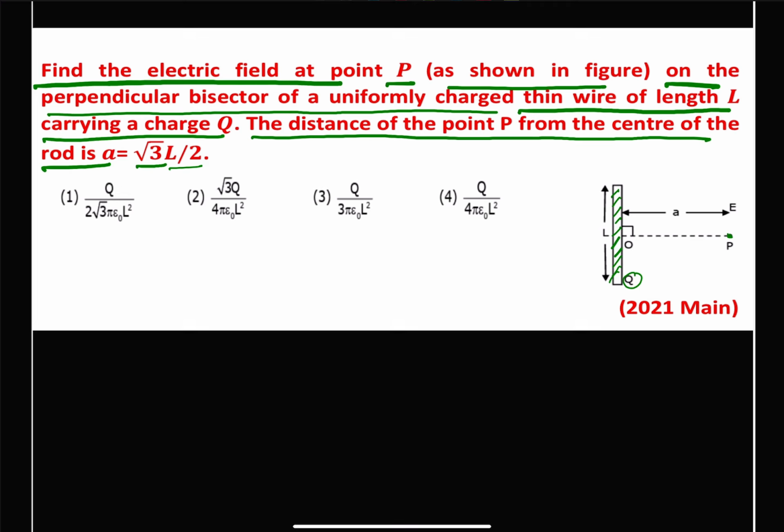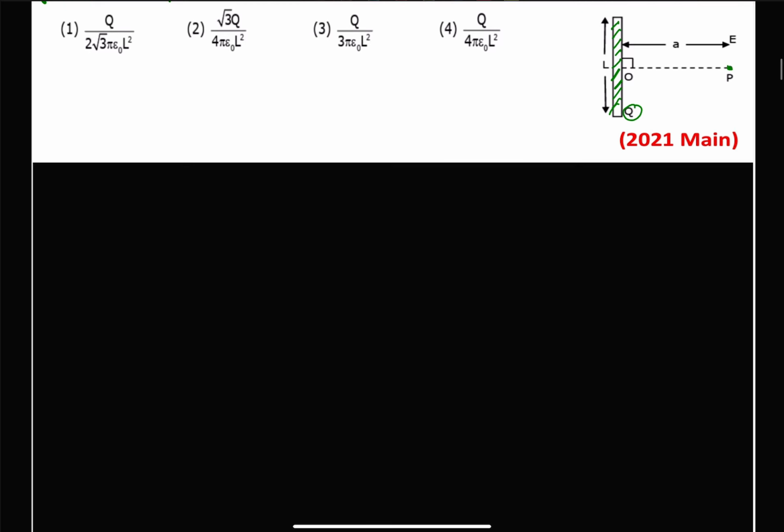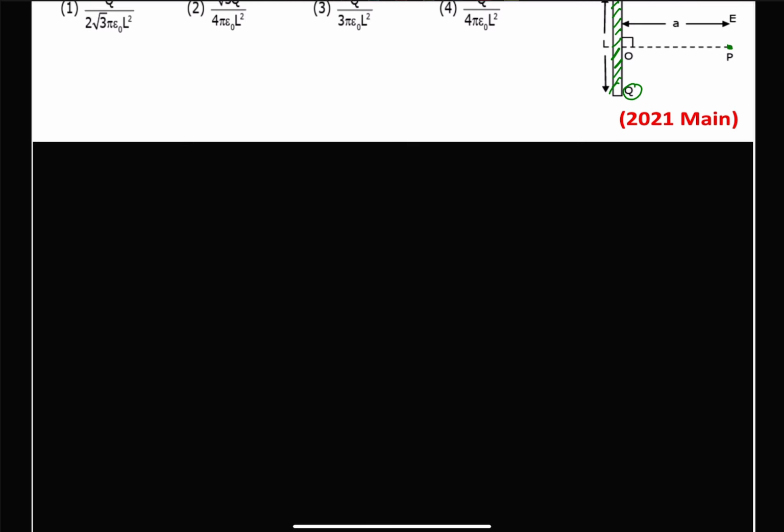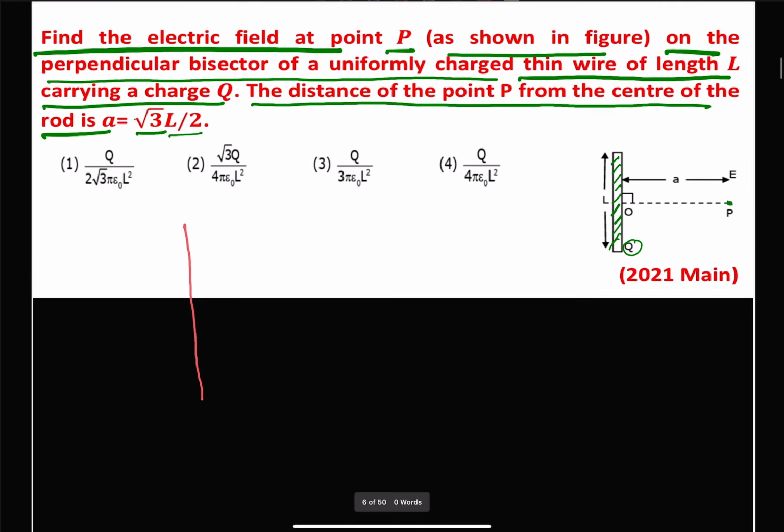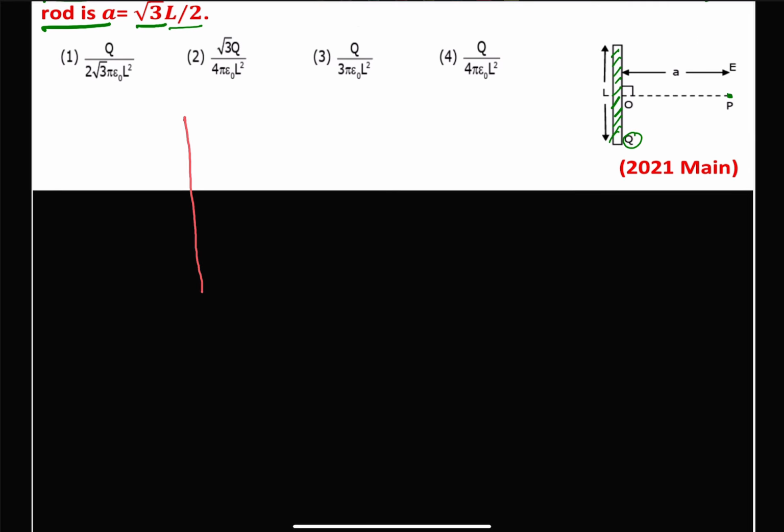So we can draw this figure once again. It is given a perpendicular bisector, so we have a perpendicular bisector. Point P is somewhere here. The upper portion of the rod will be L by 2 and the lower portion will also be L by 2. This is the center O, at 90 degrees, and we can join these two parts.